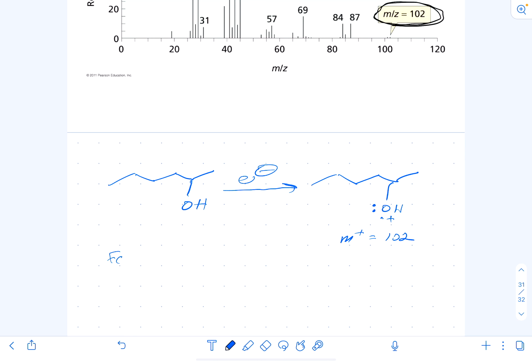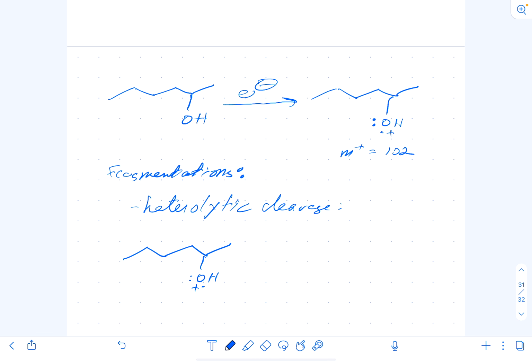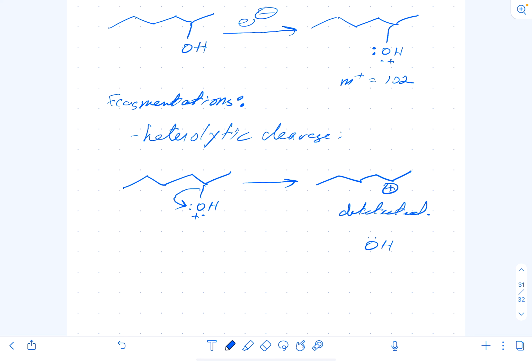And then I can think about fragments from there. So if I think about a heterolytic cleavage, I would start with that molecular ion peak, and I'd get to a heterolytic cleavage by giving those electrons to the oxygen to get rid of that positive charge. I'll end up making this carbocation, which I would detect, and I would get out of that a hydroxyl radical, which I would not detect because it is neutral. Okay, so that's the heterolytic cleavage product.